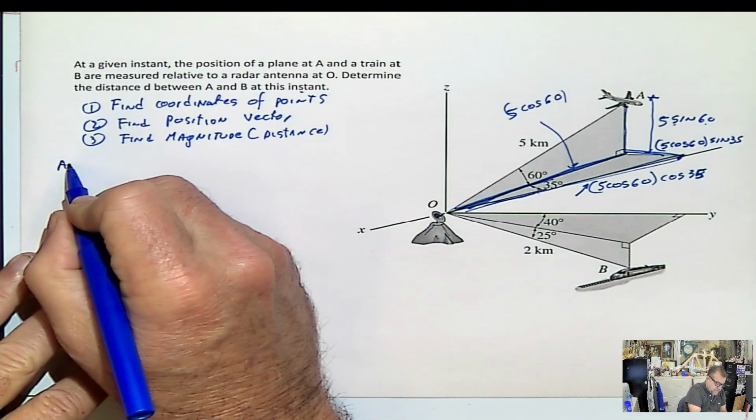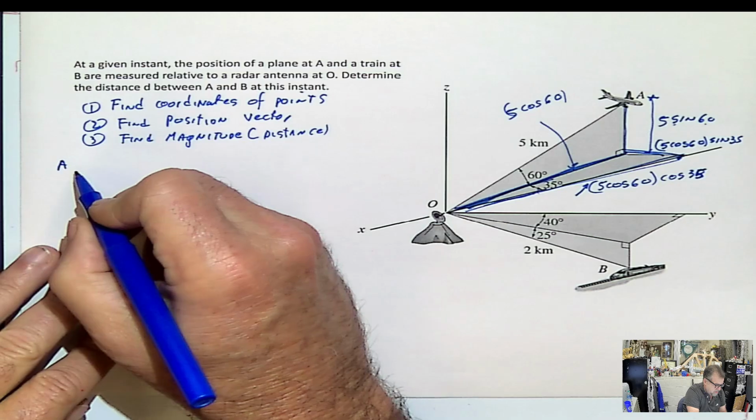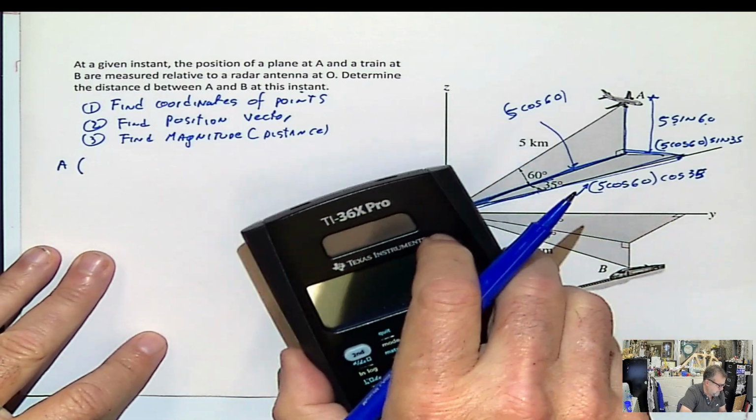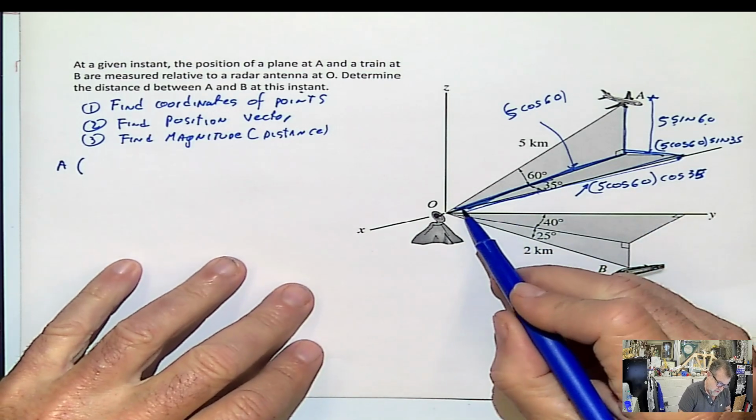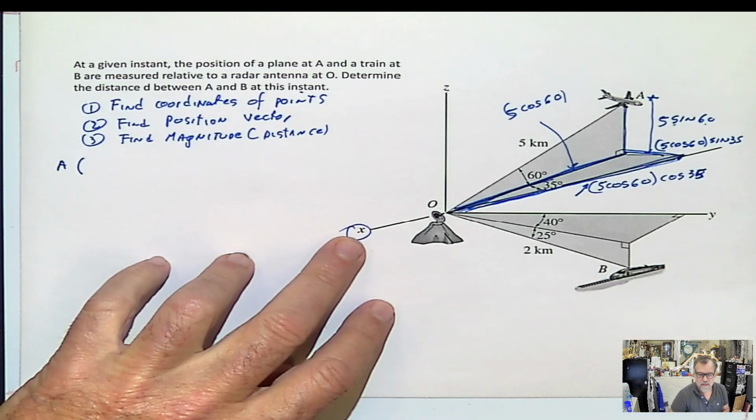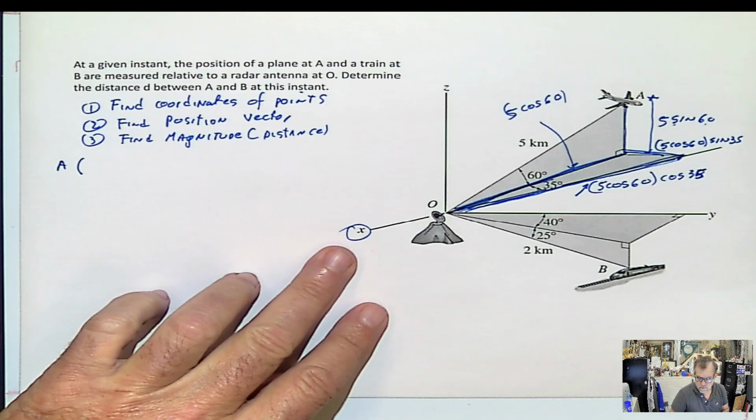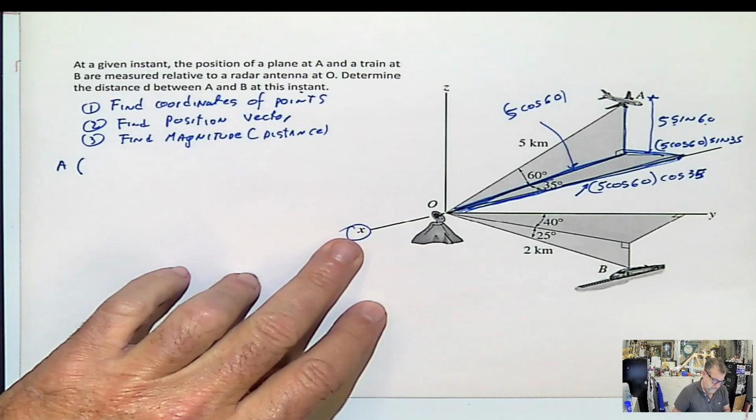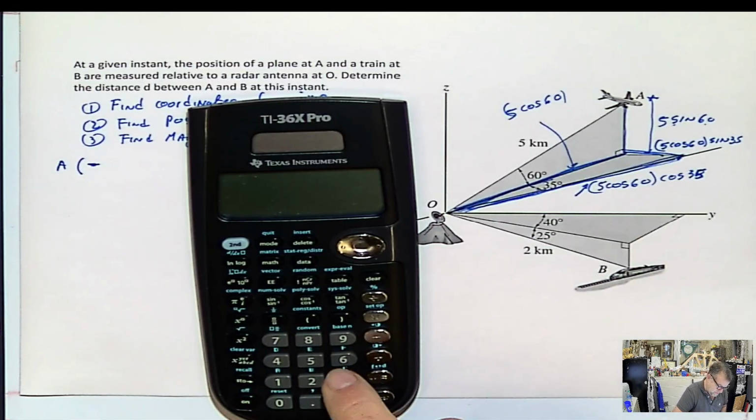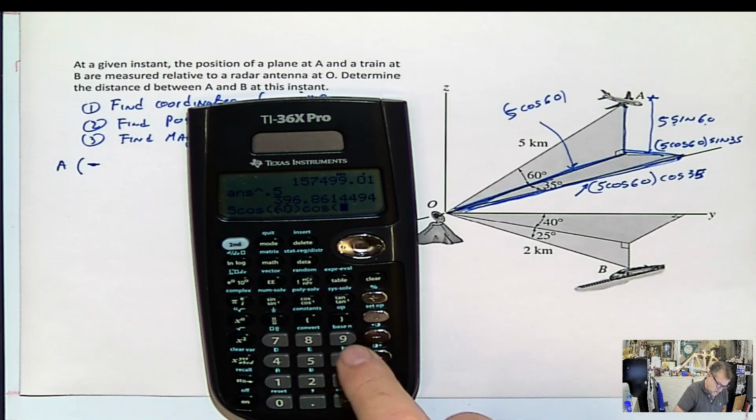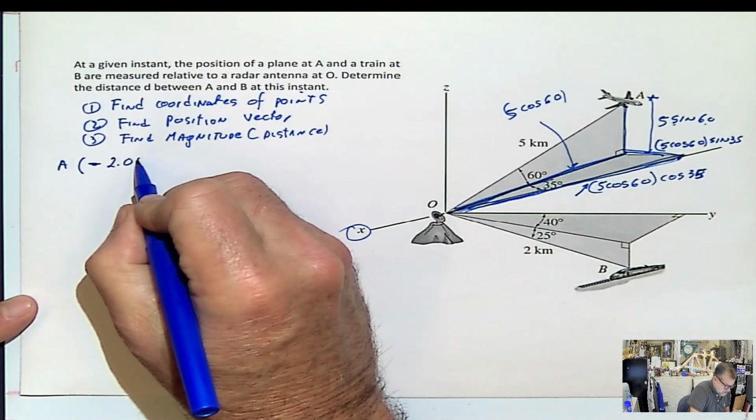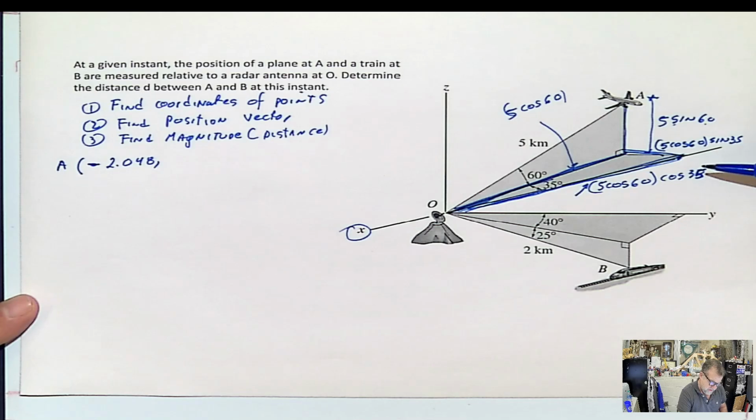So the coordinates of the point A will be, in X, 5 cosine 60, cosine 35. But now keep in mind something. Even though this goes to the right, the positive direction of the X axis is given by wherever you find that letter over there. So if you find that letter over there, that means the positive is to the left. That's negative then. So it's going to be negative, 5 cosine 60, cosine 35, which is 2.048 in X.